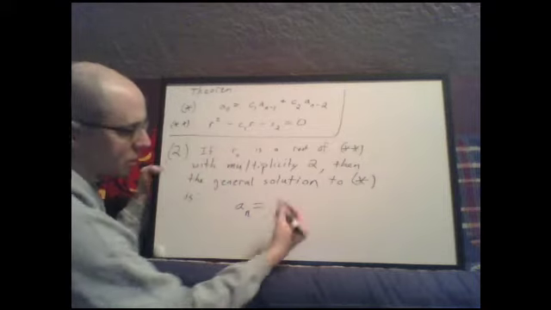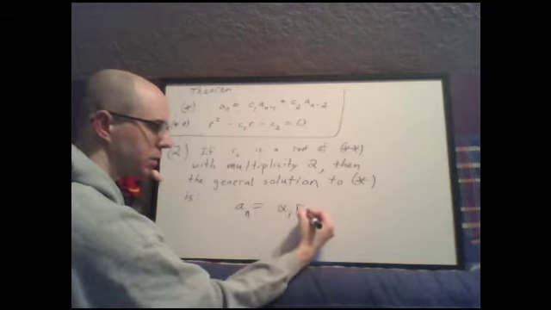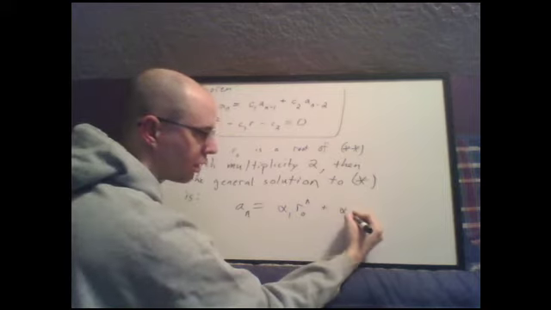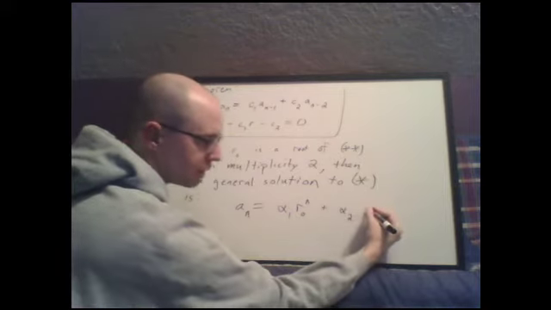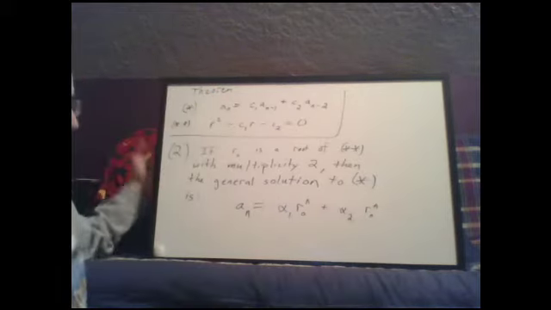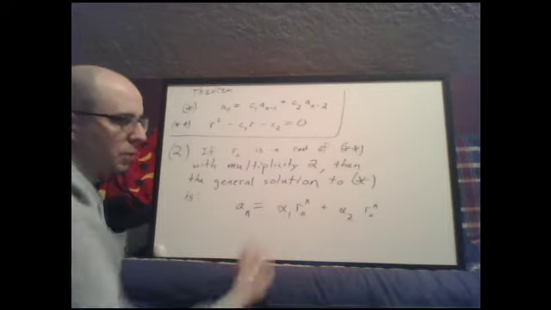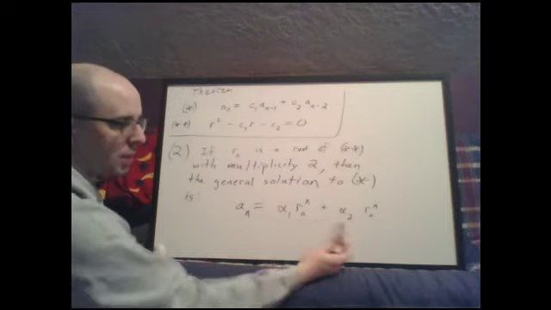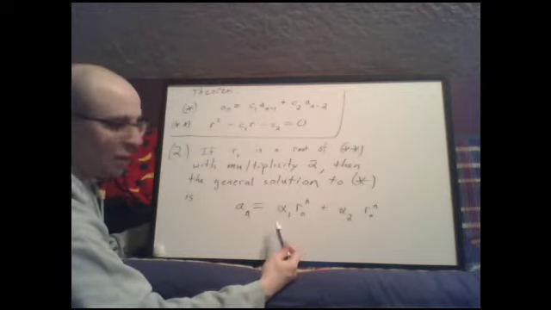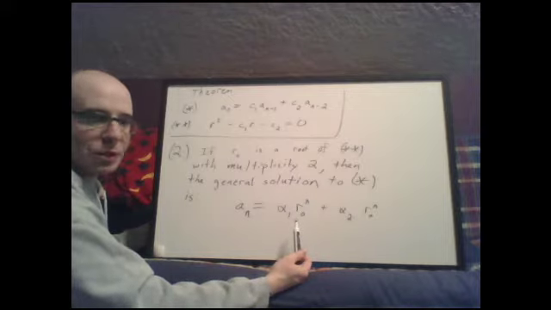So what I want to do, the same idea: I want alpha 1 times r0 to the n plus alpha 2 times r0 to the n. So it's like I have the same root twice. But if I wrote this, I could combine, these are like terms. So I could combine alpha 1 and alpha 2 and just get a single alpha times r0 to the n. And that would kind of simplify my solution.